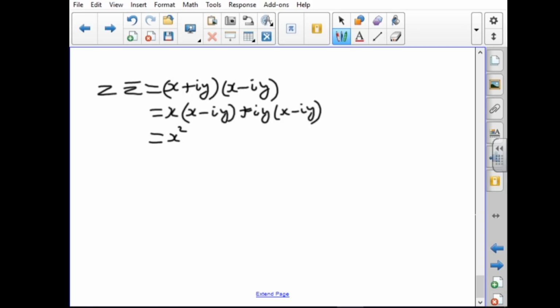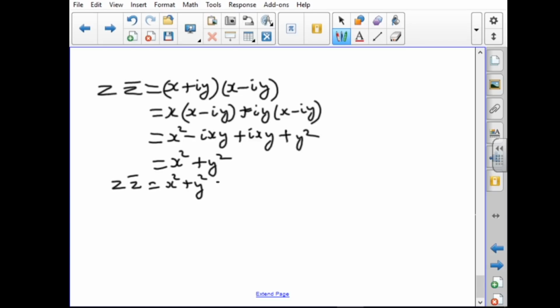So what is it? x square minus ixy plus ixy minus i square y square. Value for i square is minus 1. Therefore it becomes plus y square. Therefore, you get x square plus y square. So, remember that always z into z bar is equal to x square plus y square, and it is nothing but modulus of z the whole square. So, this is a result. So, modulus of z square is equal to z into z bar.